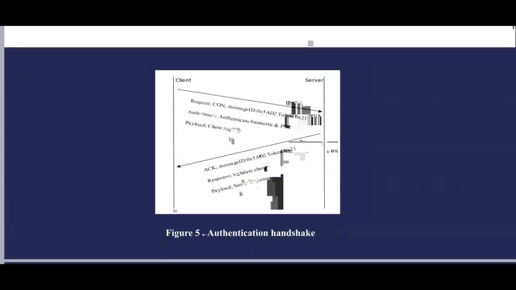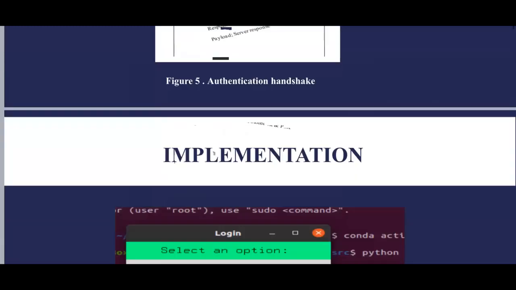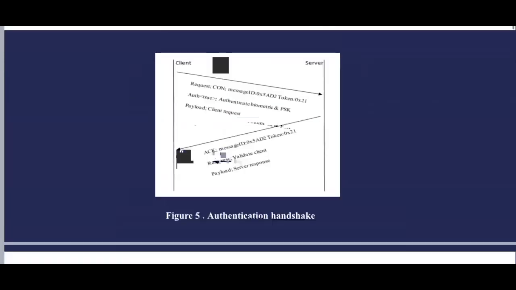Here is another step, for another connection. The client already knows that he has to send the biometric encrypted with the symmetric key, and the server will validate the client if the biometric is true and the symmetric key is true as before, and the biometric is stored there.